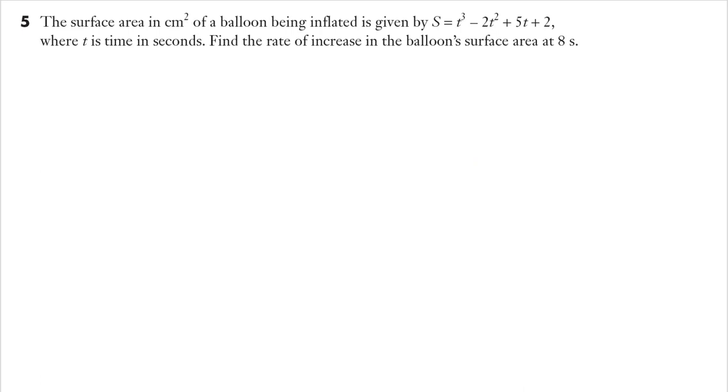On to question 5. The surface area of a balloon is given by this function t cubed minus 2t squared plus 5t plus 2. T is in seconds and the area is in centimetres squared. Find the rate of increase at 8 seconds. So we want to find dS/dt. That will be 3t squared minus 4t plus 5.